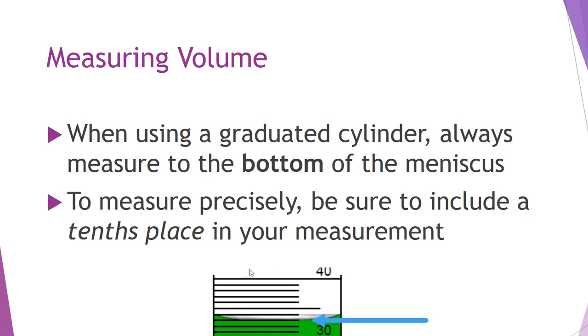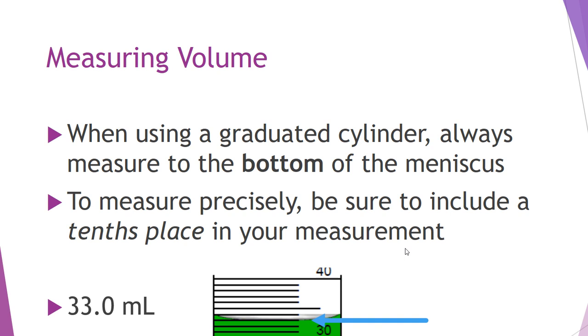We would see that the liquid is above 30, and then we would count how many hash marks above 30 the liquid falls. And we have 1, 2, 3 hash marks above 30. Each hash mark in this graduated cylinder represents 1 milliliter. So when I measure the liquid in this graduated cylinder, I would say that it's 33.0 milliliters. That 0.0 is my tenth place.